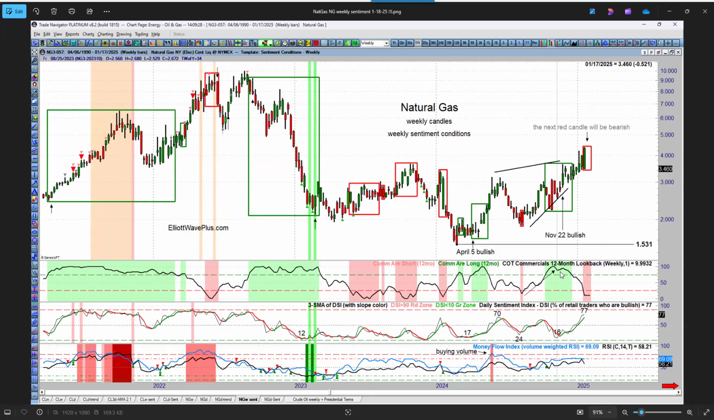So here it is, and notice commercials have moved to full hedge on a 12-month look back. The last time they were this hedged was during this rise right through here. They were also fully hedged right here. Those pretty reliably warned of a down move, with one exception. They were fully hedged right here, and they quickly moved out of those hedges.